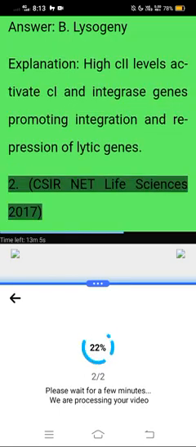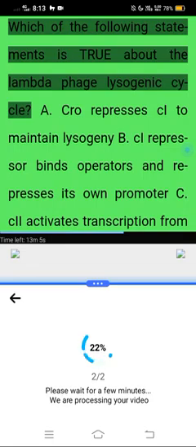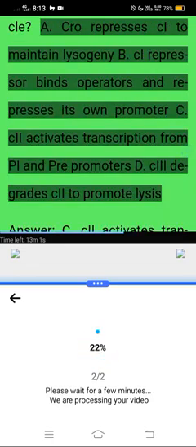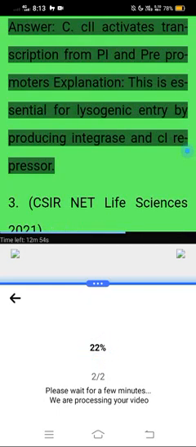2. CSIR-NET Life Sciences 2017. Which of the following statements is true about the lambda phage lysogenic cycle? A Cro represses cI to maintain lysogeny. B cI repressor binds operators and represses its own promoter. C CII activates transcription from PI and PRE promoters. D cI degrades CII to promote lysis. Answer: C, CII activates transcription from PI and PRE promoters. Explanation: this is essential for lysogenic entry by producing integrase and cI repressor.